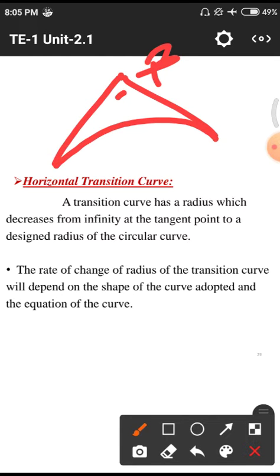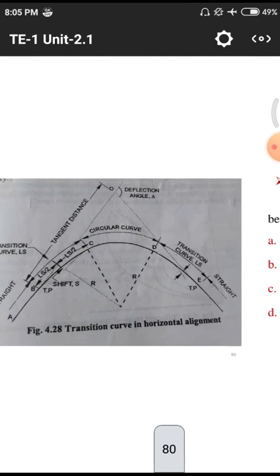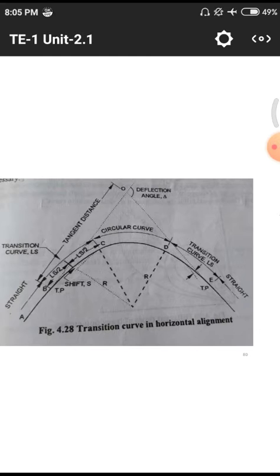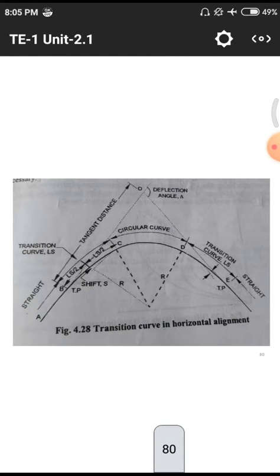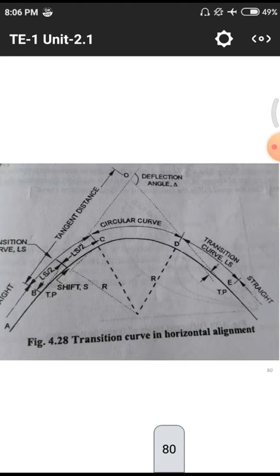Today we will discuss those. This is the pictorial representation and terminology involved in the transition curve. I will zoom it.